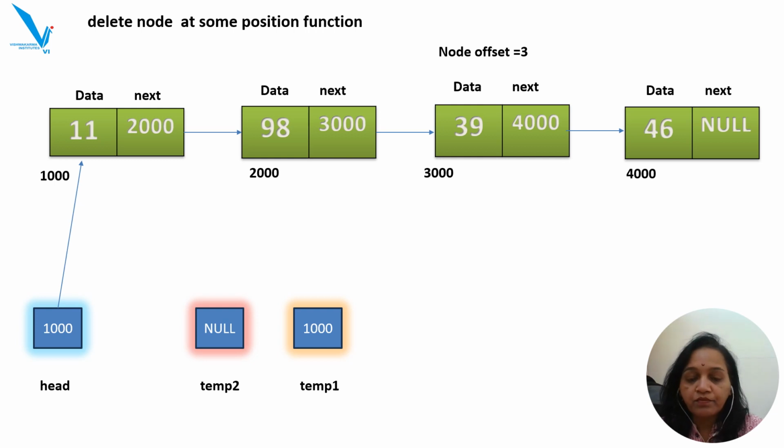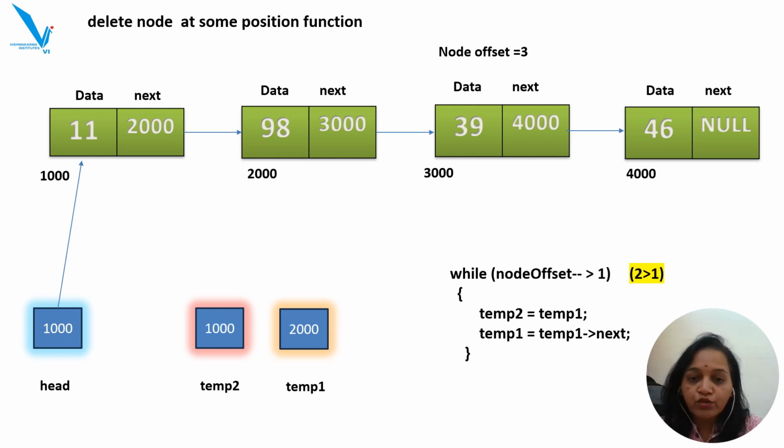Now temp1 pointer is equal to head, so temp1 will also contain 1000 and temp2 contains null. Now head is pointing to the first node and temp1 is also pointing to the first node, and the node offset, that is position given, is 3. That means we want to delete the third node containing 39 at address 3000. Okay, now let us see how to deal with the code. So what does our code tell? While node offset minus minus greater than 1, what is the value of node offset? 3. 3 minus minus means 2. While 2 is greater than 1, true hai? Yes. Then what you have to do? temp2 is equal to temp1. So temp2 में क्या था? 1000. That you have to put into temp2.